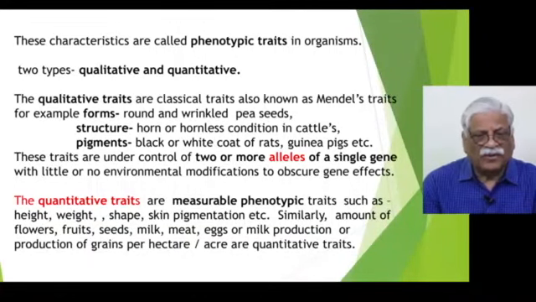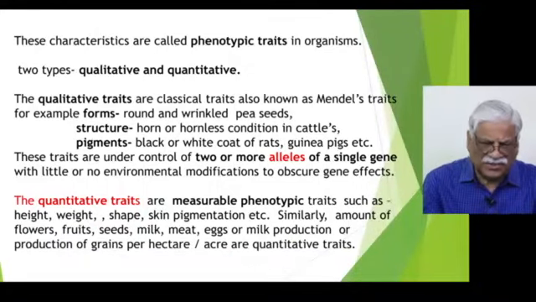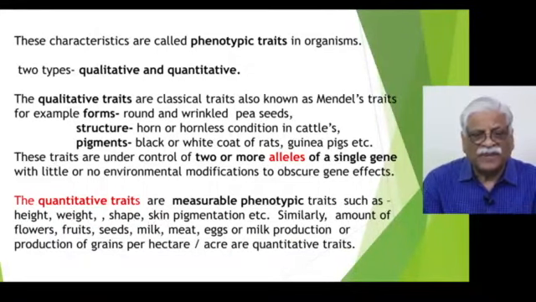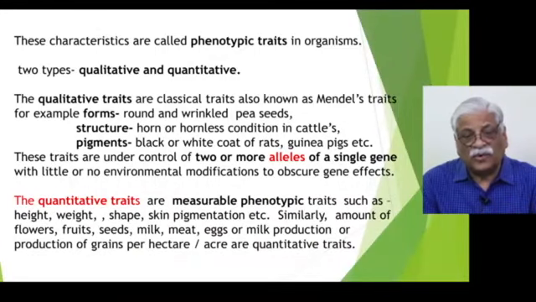The qualitative traits, basically classical traits, are known as Mendel's traits. For example, form, meaning round or wrinkled pea seeds. For example, horned or hornless condition in cattle, which is a structural qualitative trait, and pigments like the black or white coat of a rat, guinea pig, etc. These traits are always under the control of two or more alleles of a single gene.